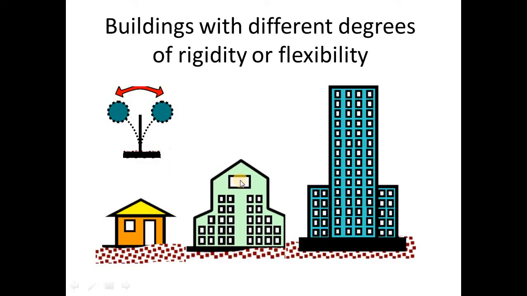When it goes to a building that is more flexible and less rigid than this one, it takes a little bit more time for this building to complete a single cycle. And when it goes to a building that is really flexible, you're going to see that the building tends to sway laterally very slowly. So it takes longer time to complete a single cycle of back and forth.